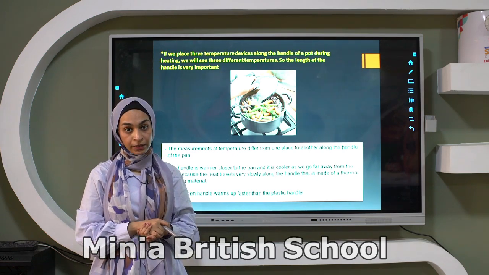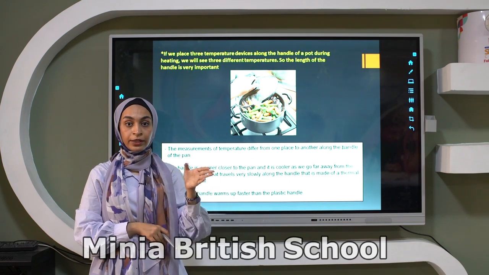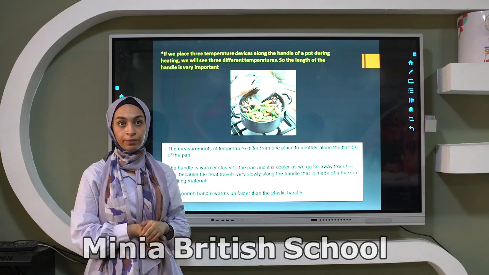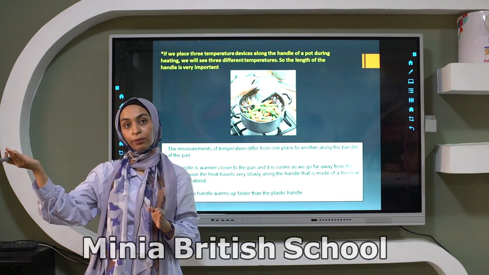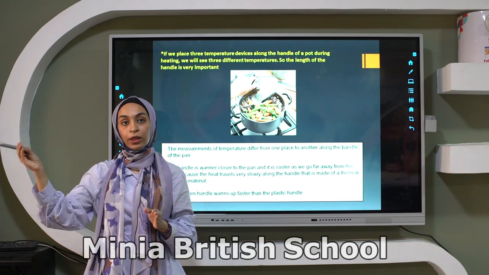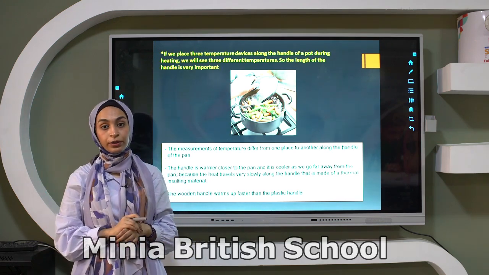and this handle is made of plastic, and then measure the temperature at the beginning of the handle, at the middle, and also at the end. I can find that as I go away from the cooking pan, its temperature will decrease, so the temperature at the 3 different places is different.